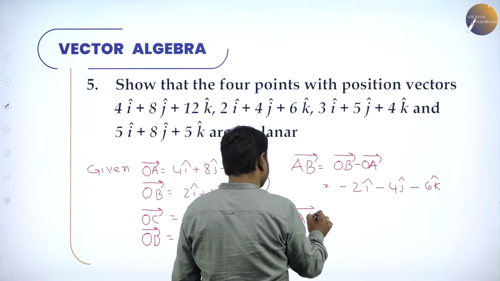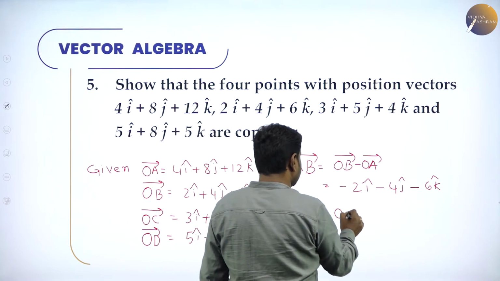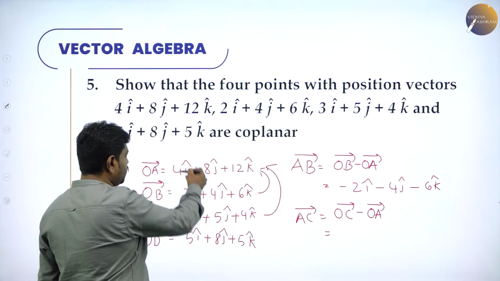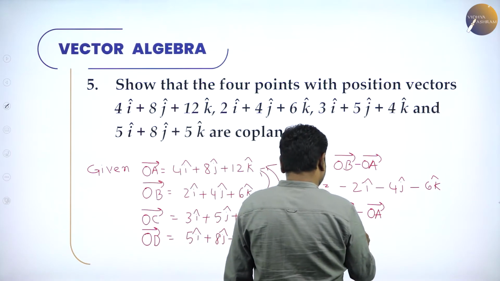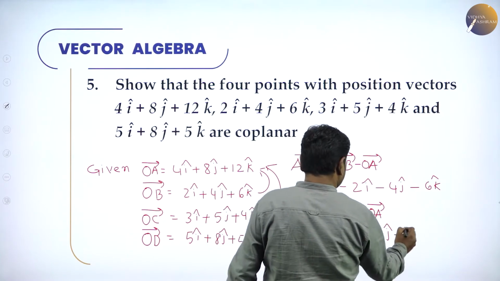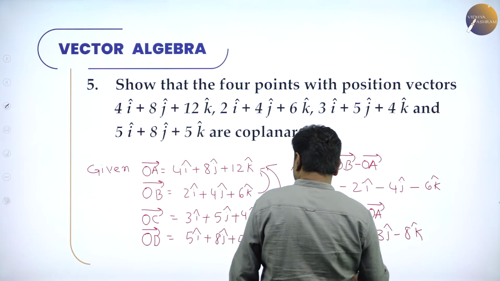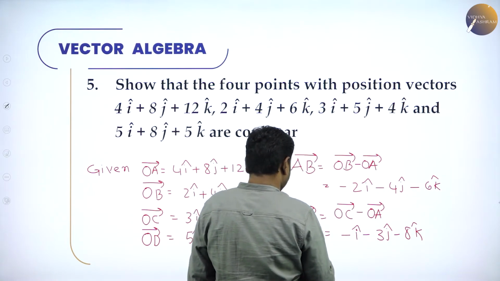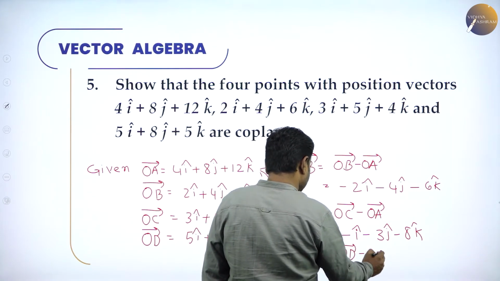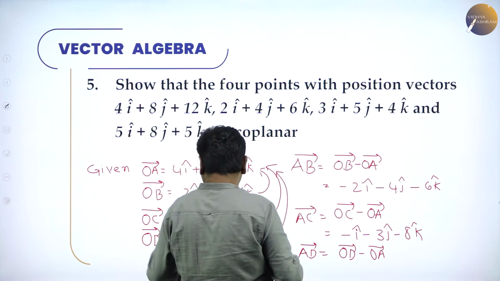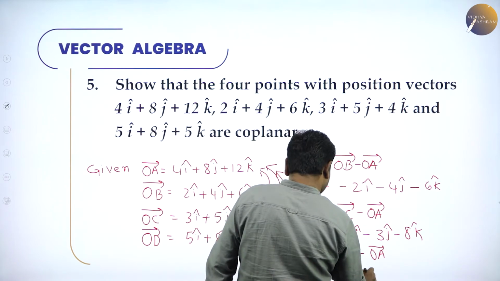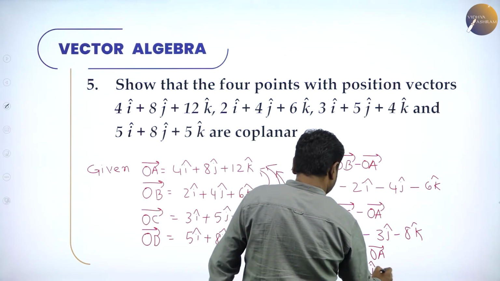Now we go to vector AC. AC means OC minus OA, C minus A. That is third vector minus first vector. 3 minus 4 is minus i cap. 5 minus 8 is minus 3j cap. And 4 minus 12 is minus 8k cap. And what is vector AD? OD minus OA, so D minus A. That is 5 minus 4 is 1 i cap. 8 minus 8 is 0 j cap. 5 minus 12 is minus 7k cap.